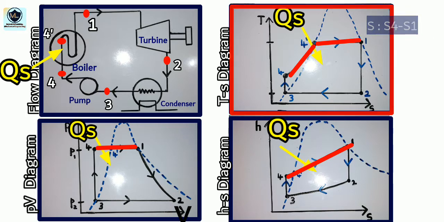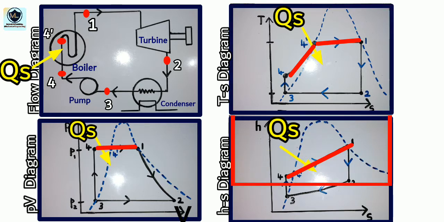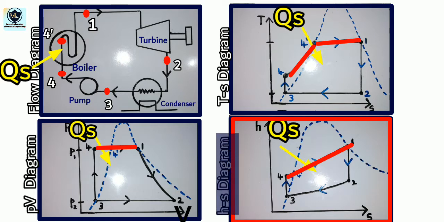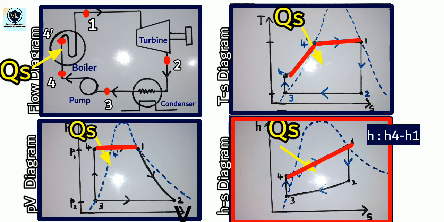The input energy or heat supplied can be calculated graphically by using an enthalpy entropy chart, that is HS chart. It is also known as Mollier diagram, or numerically calculated by using steam tables. Moving on to the HS diagram, enthalpy rises from H4 to H1 and entropy rises from S4 to S1.